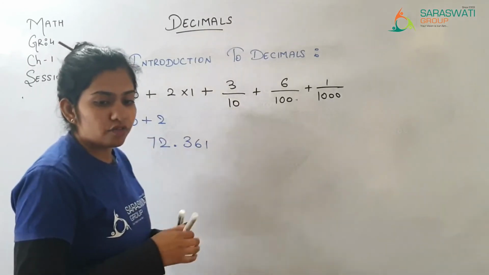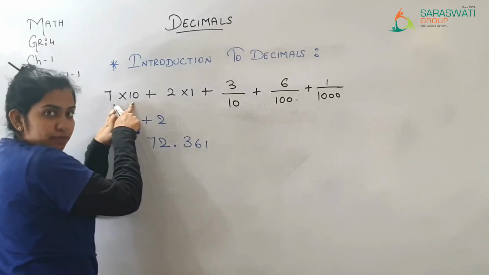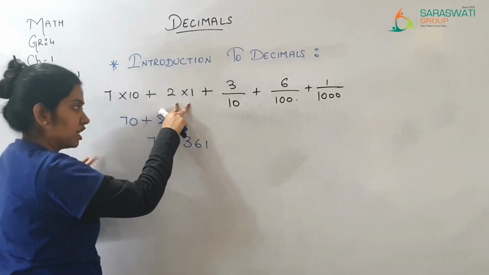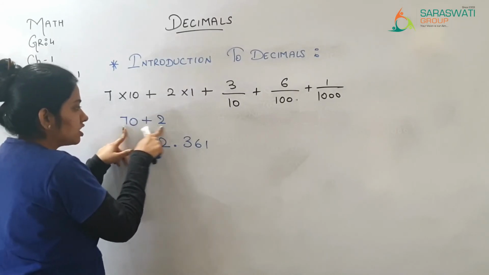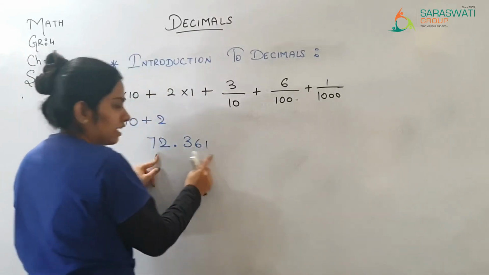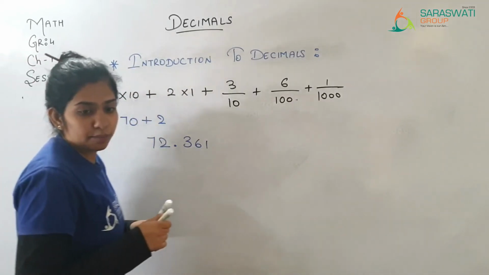Right? Now if it is written like this, first you do the multiplication of this digit, then put a sign of plus, then the multiplication of these two. After that you have to add these two digits. After adding, you write the fractional part. Okay? Let me give you another example.